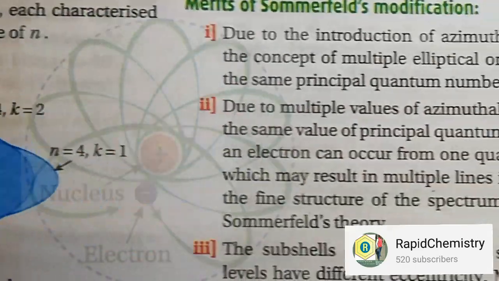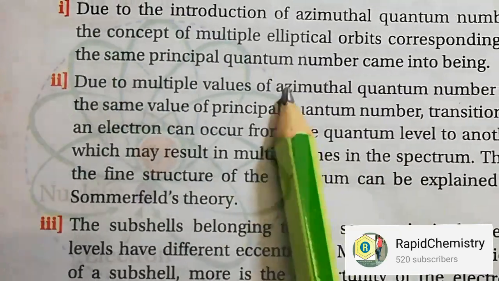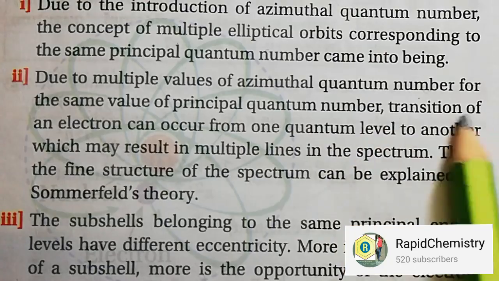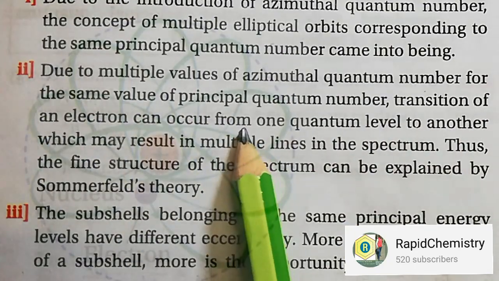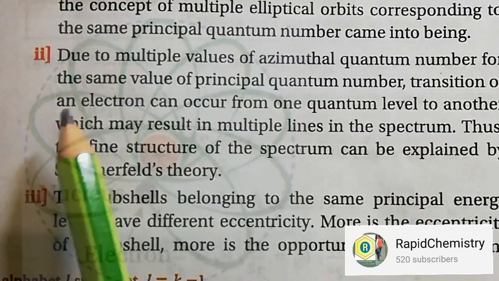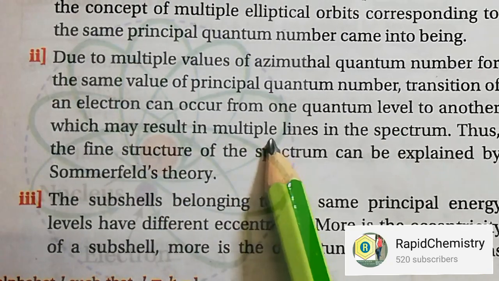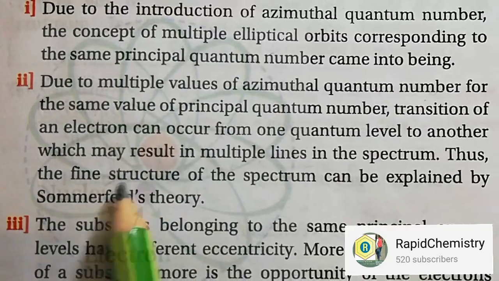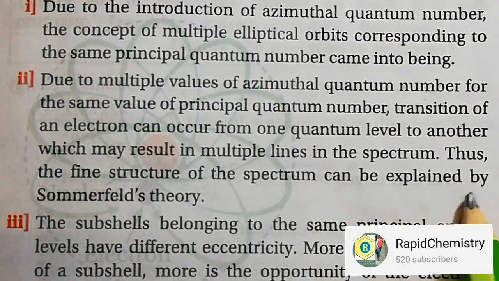Number 2, due to multiple values of the azimuthal quantum number for the same value of the principal quantum number, transition of an electron can occur from one quantum level to another, which may result in multiple lines in the spectrum. Got it? Thus, the fine structure of the spectrum can be explained by Sommerfeld's theory.